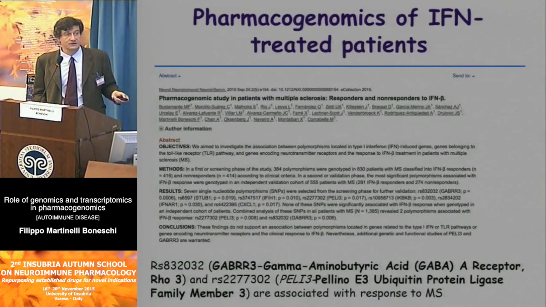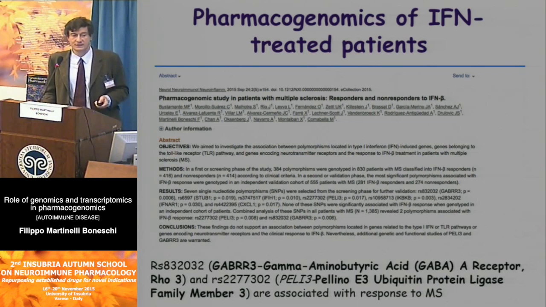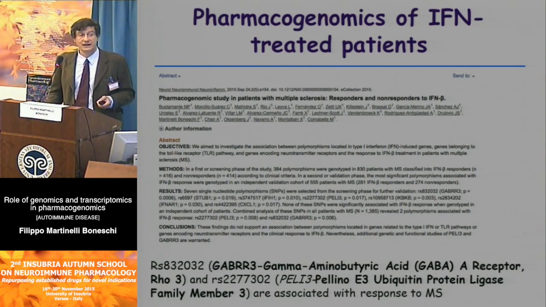Another study more recently of a group of Comabella, including also us, found again other intronic variants at the level of another ion channel receptor and other SNPs at the level of another molecule implicated in the mechanism of ubiquitination, found to be associated with response to multiple sclerosis. But once again, using a candidate gene approach. So we have a specific hypothesis in our mind, and we test specific polymorphisms.